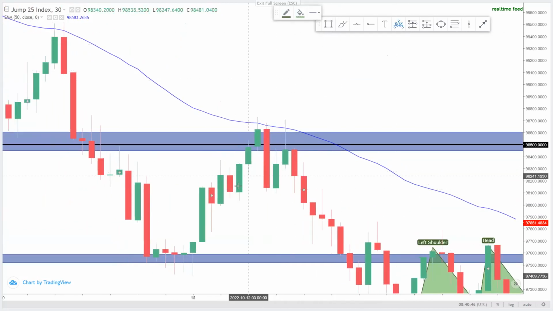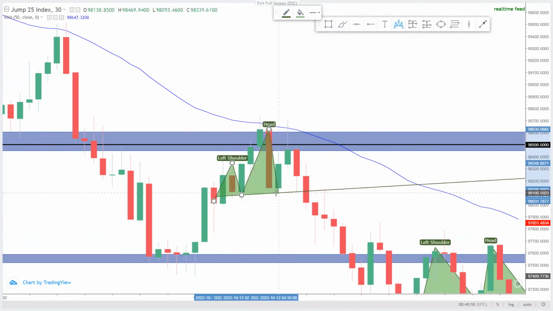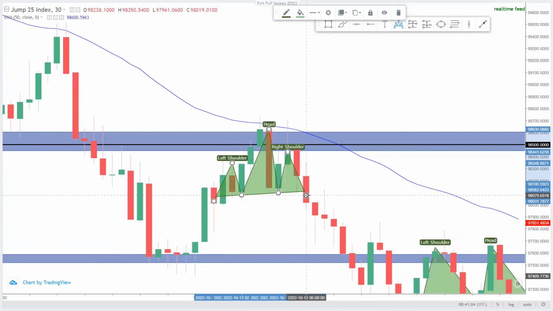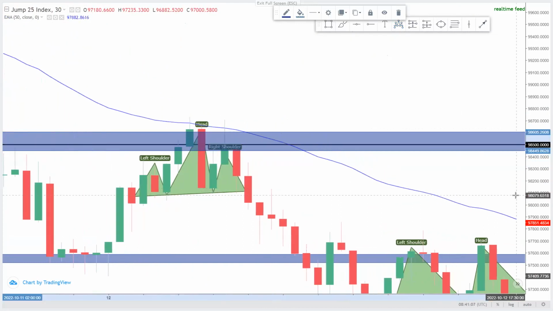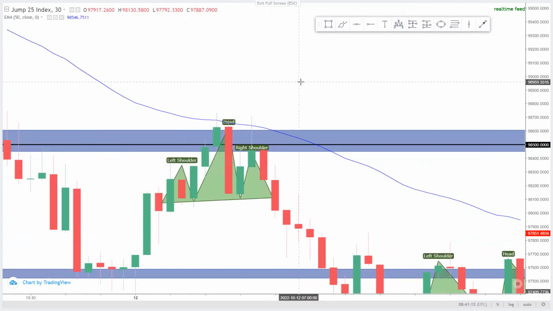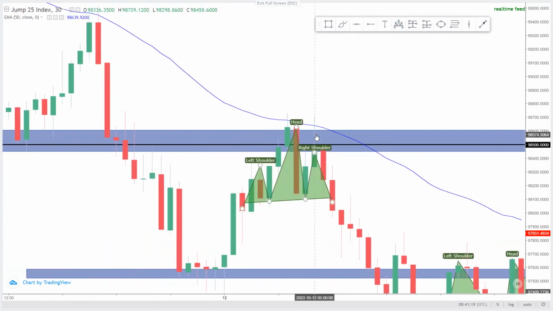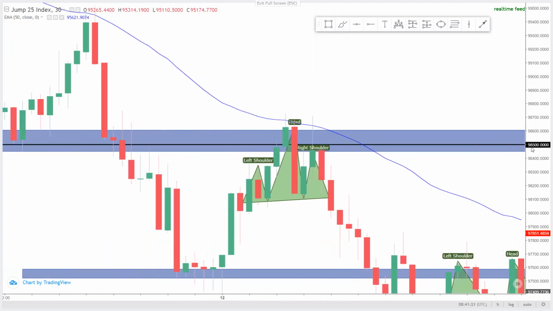Then clearly we can see the head, the left shoulder, then the head and the potential right shoulder. Again, at the formation of the potential right shoulder, what can we see? We can clearly see not only is price rejecting what's previously broken support now turned resistance, it's also rejecting the psychological level 98,500. And then again, also rejecting the 50 exponential moving average.